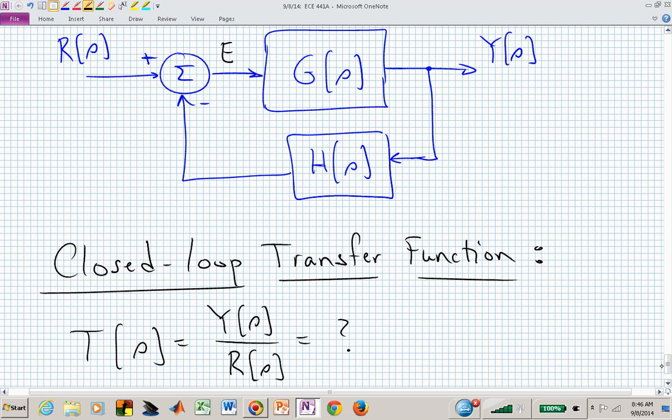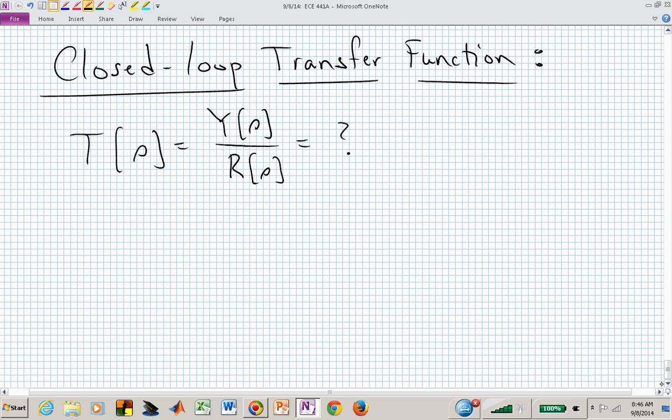Let's write the equation for E of S. I hope it's clear that that's just going to equal all of the inputs into that summing junction, which is R of S minus H of S, Y of S. E of S is equal to R of S. The output of that summing junction is equal to the input minus H of S, Y of S.